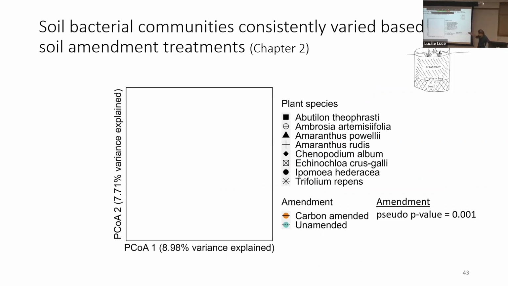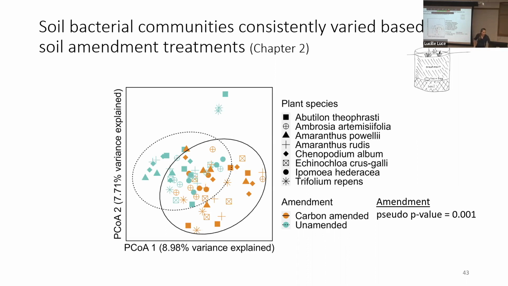Okay, so we're first going to go through bacterial communities. And from chapter 2, remember this is the experiment where I buried pots in a field. And I had 8 different weed species growing. So my different weed species are going to be different shapes. And then the soil amendment treatments are going to be carbon amended, are going to be orange, unamended, teal. And you can see pretty clear separation of my bacterial communities based on soil amendment treatments. And our statistics back up that trend.